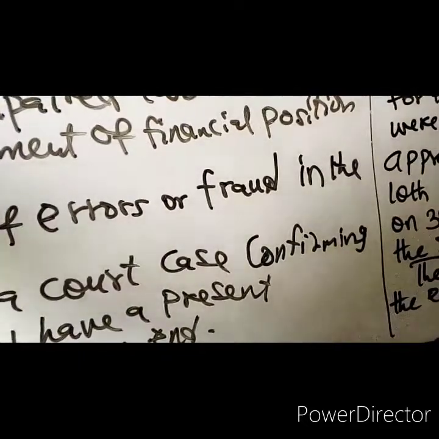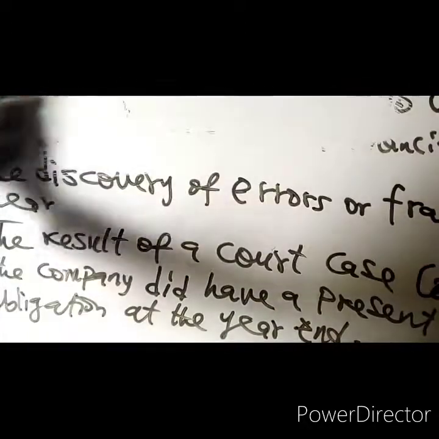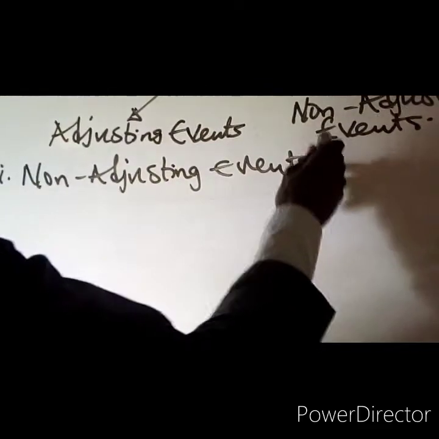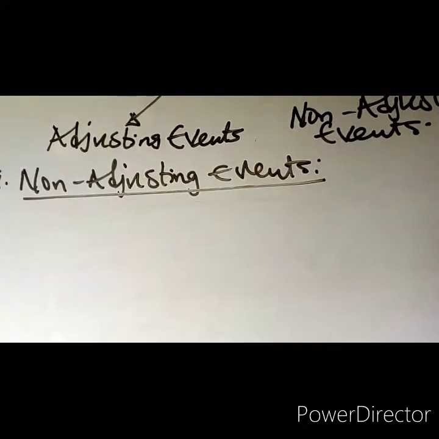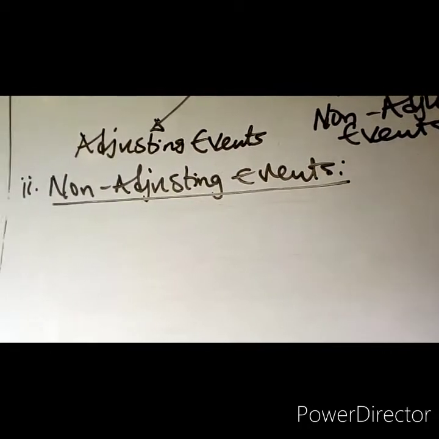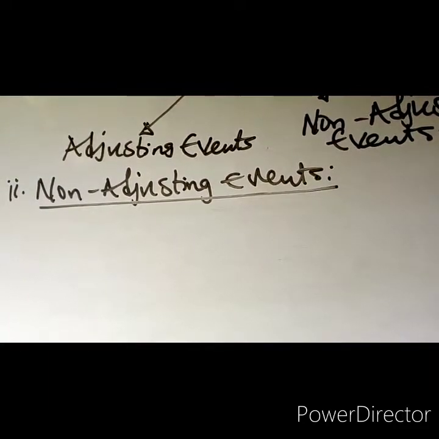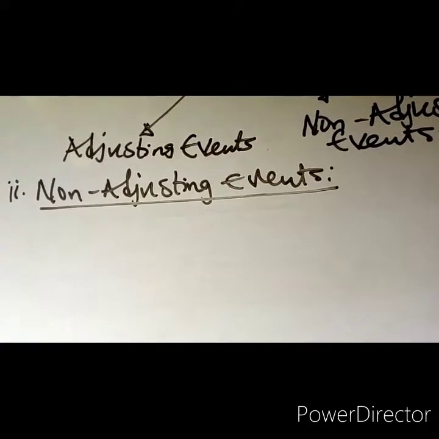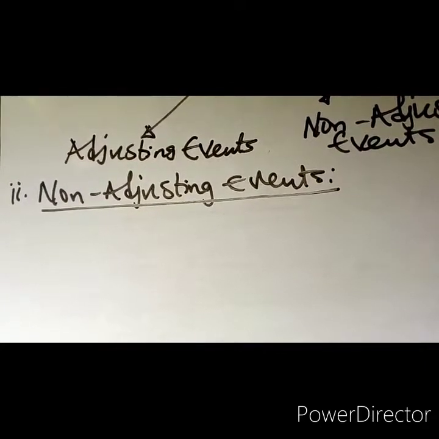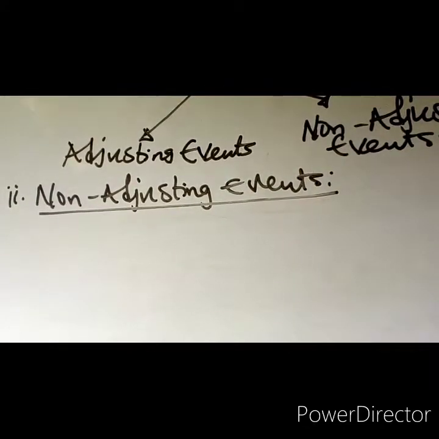Adjusting events. The second category or classification is non-adjusting events. So, what do you mean by non-adjusting events? These are events after the reporting date which concern conditions that arose after the reporting date, but they did not provide evidence of the condition in existence at the reporting date.